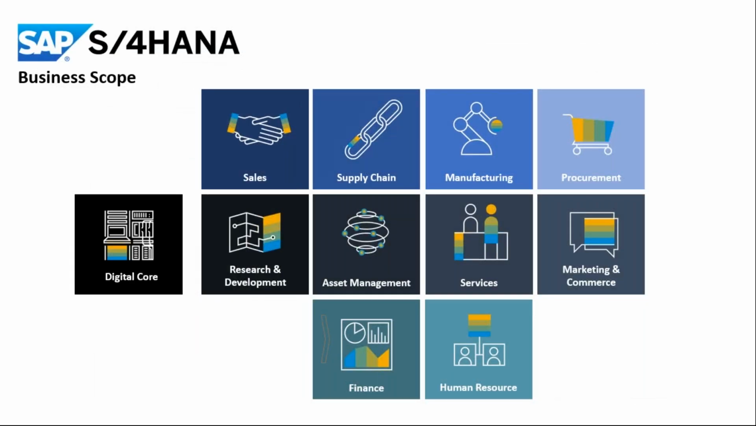Okay, so when I talk about this S/4HANA digital core, these are the 10 lines of business on which your entire digital core is focused. You have your sales, supply chain, manufacturing, procurement, research and development, asset management, and services, marketing and commerce. Services, marketing and commerce, and sales are basically focused towards hybrid content, because the digital core focuses on both your on-premise and cloud. Then you have your finance and HR. These are the 10 lines of business on which the entire business scope of SAP S/4HANA is concentrated.